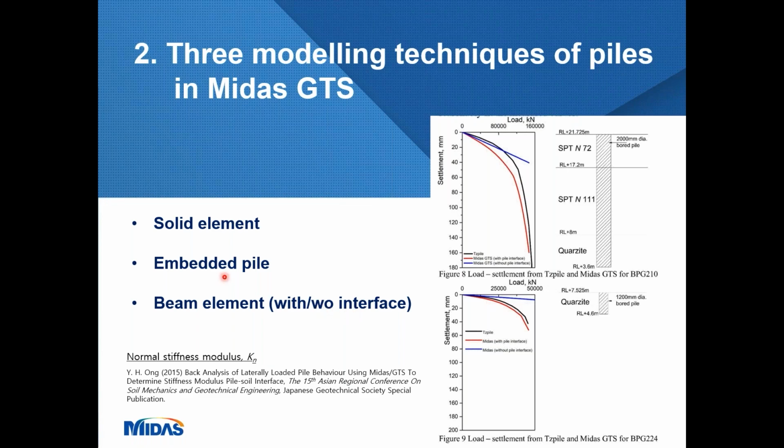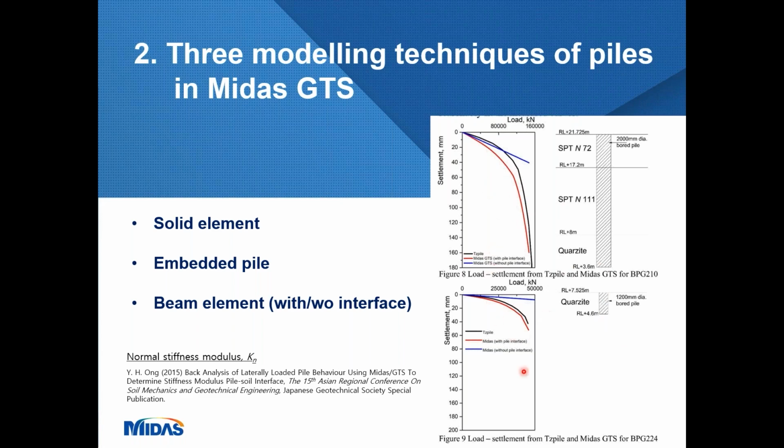Embedded piles are useful when you have a large pile group, for instance, a pile supported embankment, or stabilizing your slope with piles. The problem with the embedded piles is that you cannot define an interface for the embedded pile. The most rigorous and efficient way to model the pile is by using the beam element with or without interface. I have 2 examples to show you here.